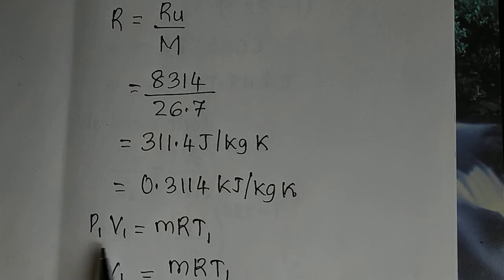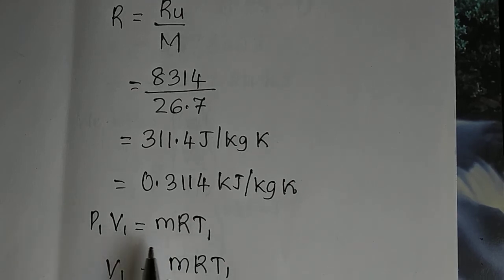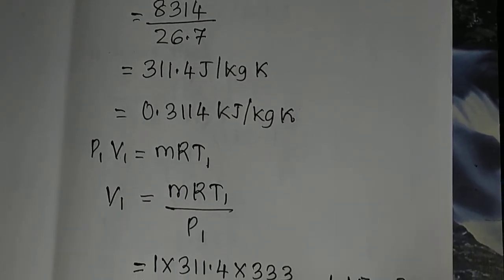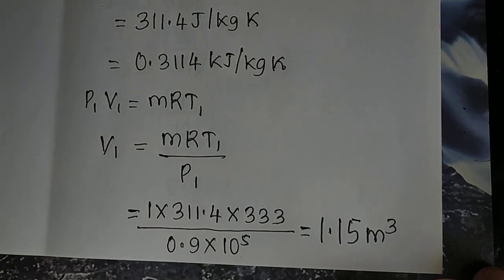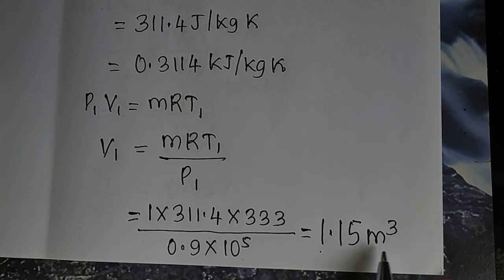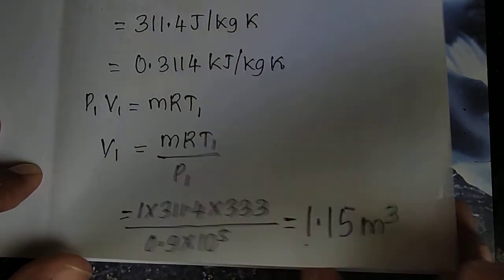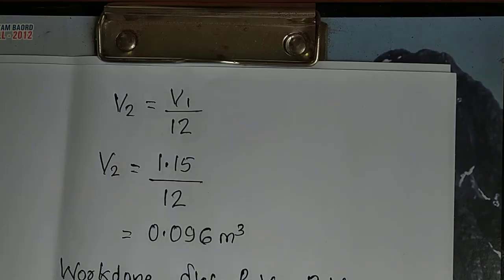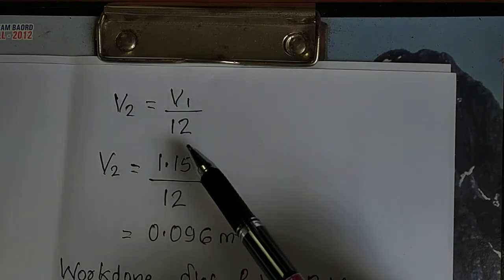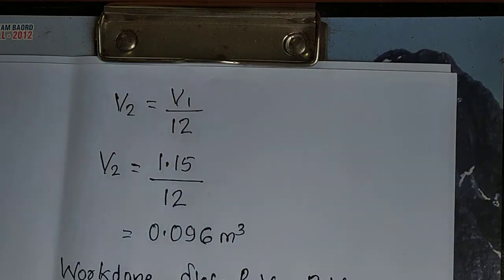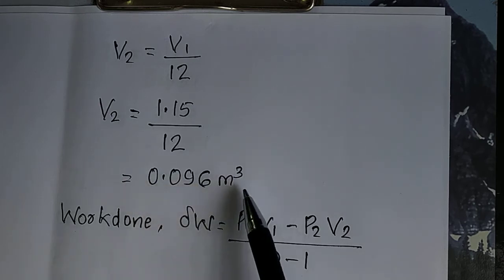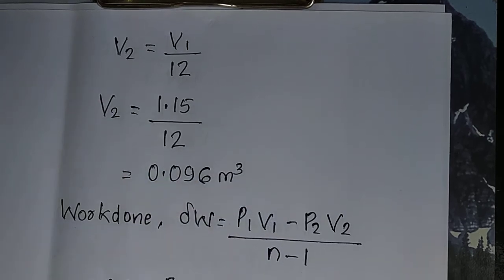Then take the governing equation, that is the characteristic gas equation: P1 V1 is equal to m R T1. From that, find out the value of V1. So we will get the value of V1 as 1.15 meter cube. Upon finding V1, next find out the value of V2. That is, V2 will be equal to V1 divided by 12. So you get the value of V2 as 0.096 meter cube.